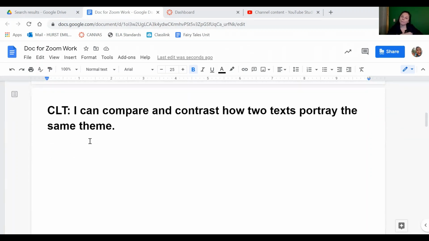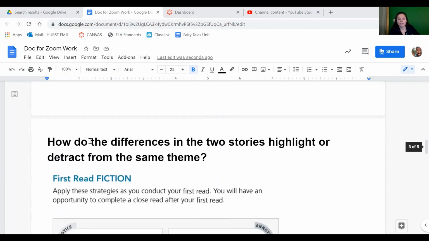All right, so today we're going to compare and contrast how two texts portray the same theme, and these are very similar texts. So we read Little Red Cap by the Grimm brothers. Today we're going to read Little Red Riding Hood by Charles Perrault. And we're going to think about how the differences in the two stories highlight or detract from the same theme. So they both have the same theme. We're going to think about which one does it better and why.